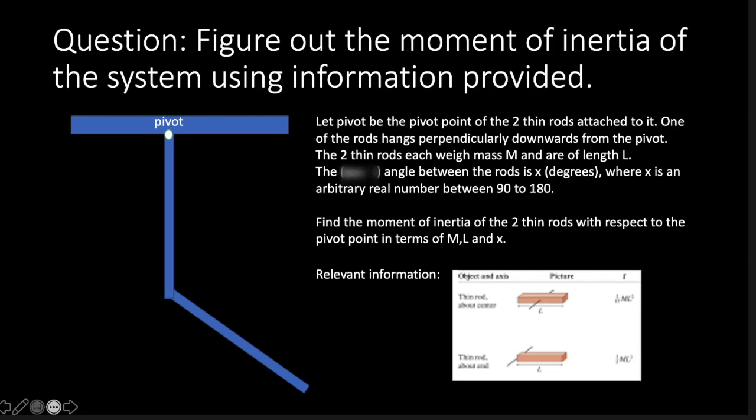Well, I'm back, and here's another fun problem. Figure out the moment of inertia of the system using the information provided. We have a pivot point here, two thin rods attached, and here are all the defined variables. You can see that there's some relevant information, but not really useful here.